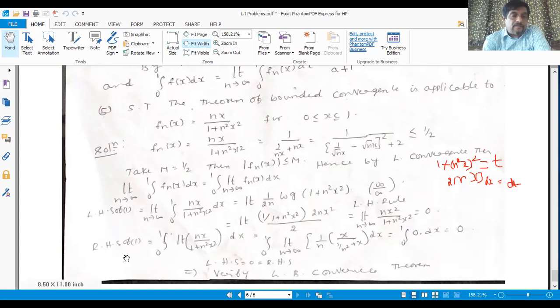Similarly, on the right hand side, we can change the integral with respect to limit, integral from 0 to 1, limit of n tending to infinity, nx divided by 1 plus x square. If you take n square as common, then here it is 1 by infinity form. If you apply n into 0 into dx, that becomes 0. Means left hand side is equal to right hand side, so it verifies the Lebesgue bounded convergence theorem. These are the two examples I gave.